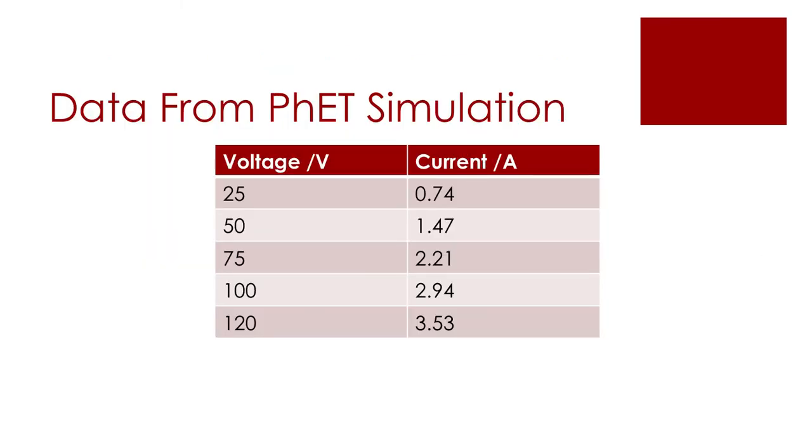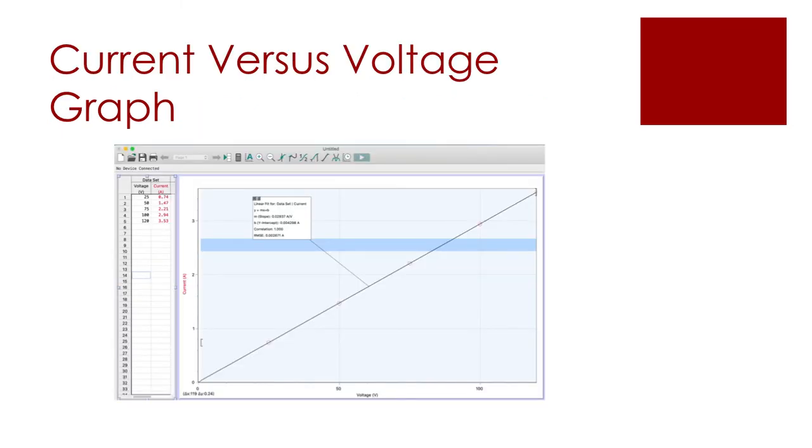Using the PhET simulation, where I got all these pictures from, and I'll put a link in the details of this video, here's the values I have for my resistor. So I've created with that data a current versus voltage graph using Logger Pro. One of the things when we make our graph, we should be putting our independent variable on the x-axis and our dependent variable on the y-axis.